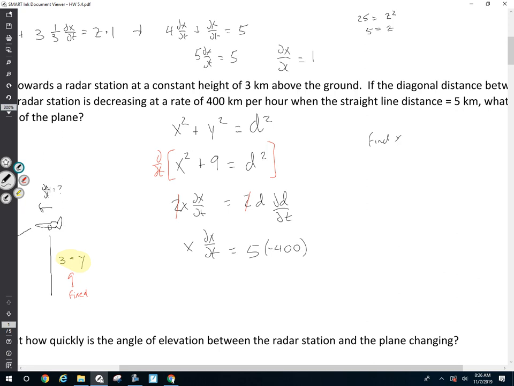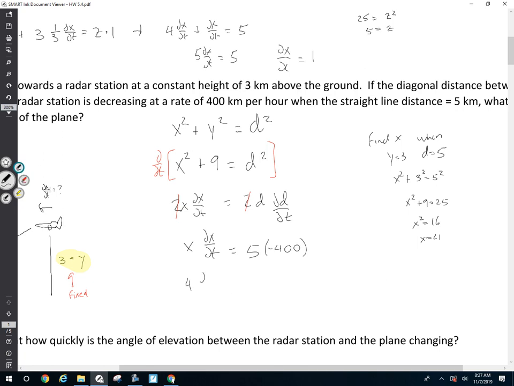I have to find x when y is 3 and d is 5. We kind of just dealt with this. It's another 3, 4, 5 right triangle. Just to show you though, x squared plus 3 squared equals 5 squared. x squared plus 9 equals 25. x squared equals 16. x equals 4.